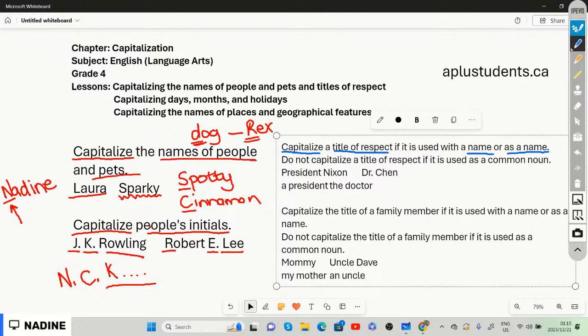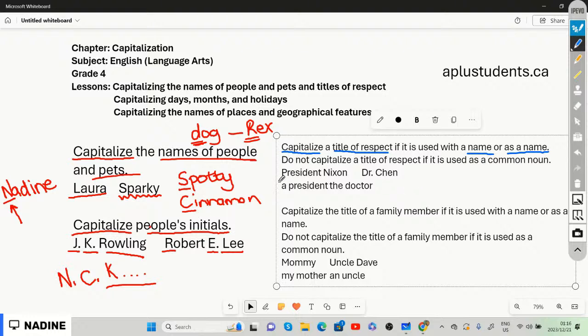But if we're just going to be talking about the president and you just say it is a president or the president, then it is lower case. But if you specifically make mention of the president and say, for example, President Nelson Mandela, President Ramaphosa, President Nixon, then we need to capitalize the word president as well as his or her name. So we only capitalize it if it is classified as a proper noun.